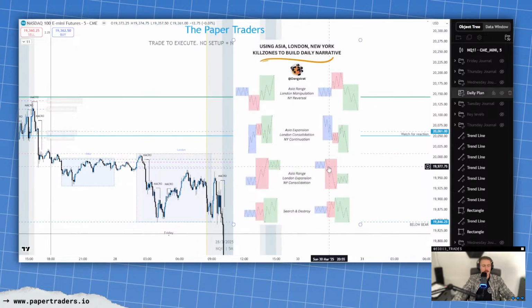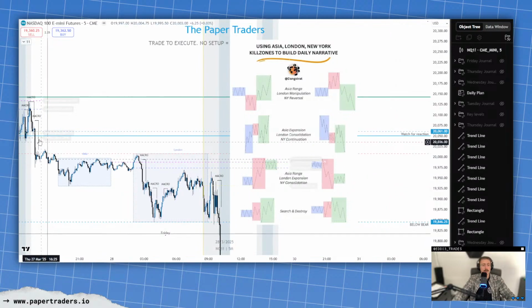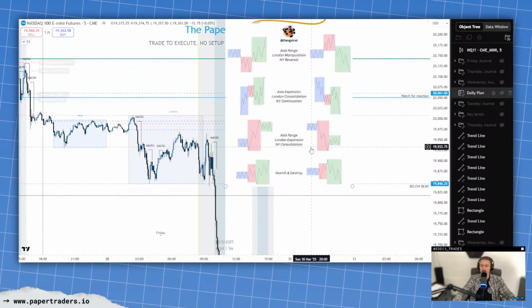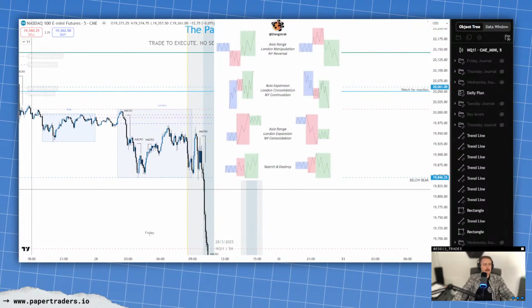So that's why it's very important, if you don't have that, to check out Dangstrat. Those are the graphics that he makes. Really, really good graphics. It's probably simplest if you're a visual learner. I would suggest doing that. And then going into your charts and backtesting it and seeing every day, okay, well, what's the interaction between the Asian, London, and New York sessions? Right, and that's something that we covered.